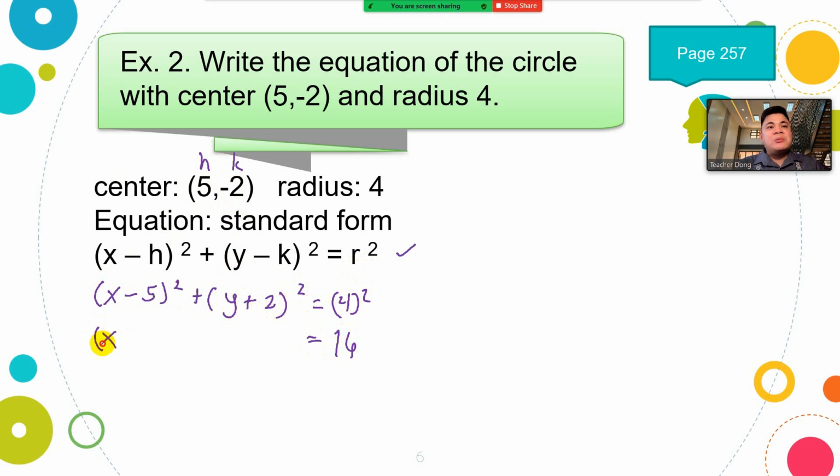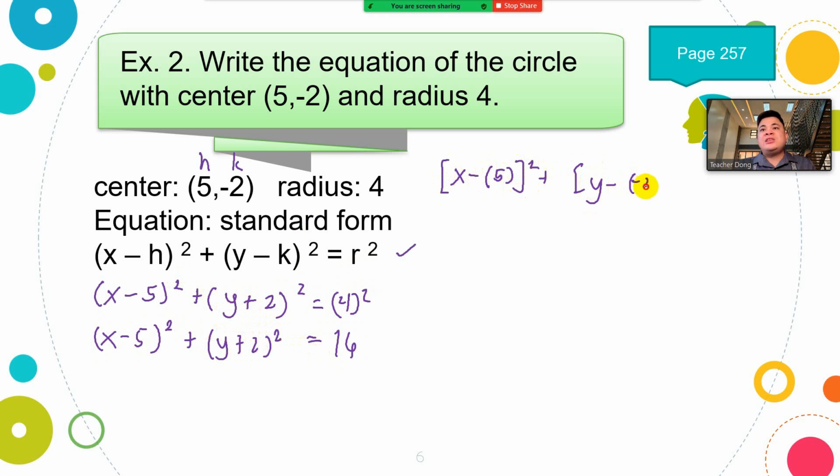The standard form of the equation of a circle wherein the center is 5, negative 2, and the radius is 4 units is quantity x minus 5 squared plus quantity y plus 2 squared equals 16. So when you are substituting the h and k, the real process is this. Okay, so we have x minus quantity 5, or positive 5 squared plus quantity y minus quantity negative 2 squared equals 4 squared. So this is the real process.